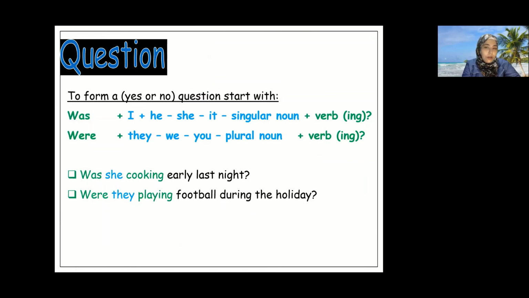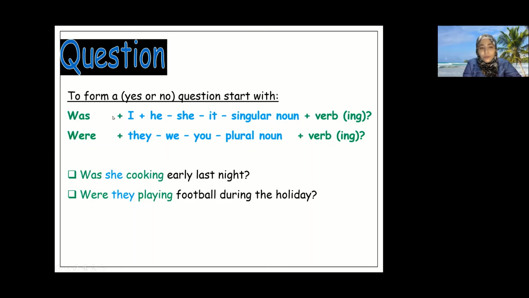So, questions. As you know, we have two kinds of questions. The first one is yes or no questions. To form a yes or no question, start with was plus I, he, she, it, or a singular noun, plus verb plus ing. After it, the verb plus ing.